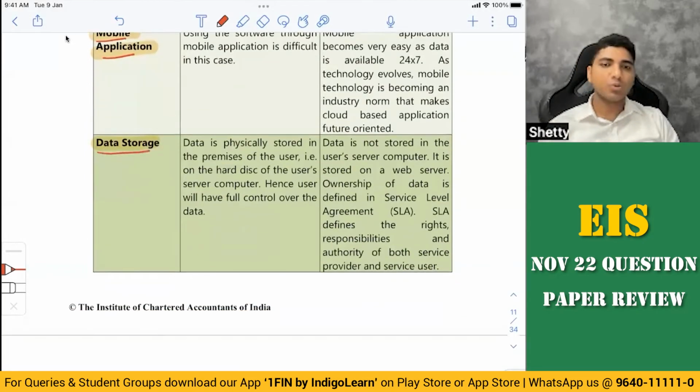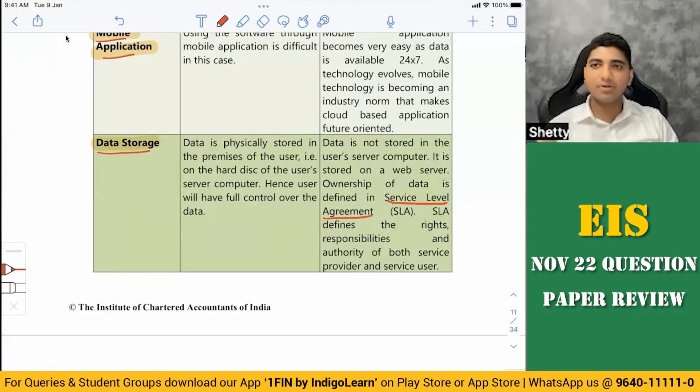The next point is data storage. Now, in an installed application, data is stored in your computer. And the advantage of that is you have complete control over your data. So you can decide who has access, who need not have access. Whereas with cloud applications, the data is not stored in your computer. It is with your service provider. Now, whether he is going to protect your data or not depends on your service level agreement. If he decides to sell your data, like Google, then somebody else may have access to your sensitive data.